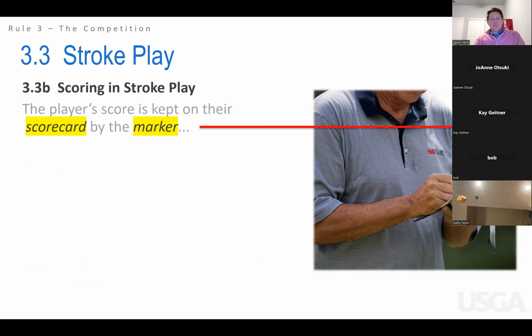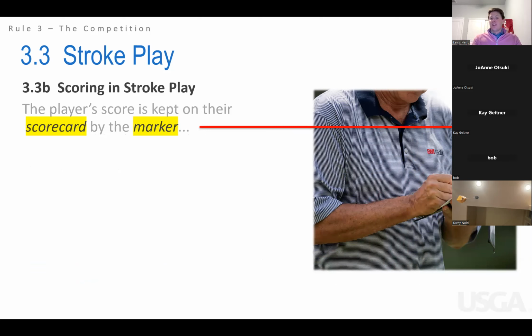Scoring in stroke play is specifically kept on a scorecard. This is one thing that is different from match play. In match play, there is no scorecard. There sometimes is an informal scorecard in match play, where there's a piece of paper or something that's been given out so players can keep track of the match, but that is not a scorecard. A scorecard only applies when we're dealing with stroke play.